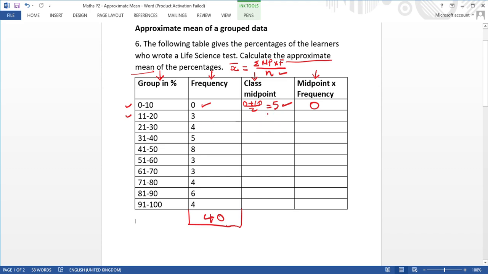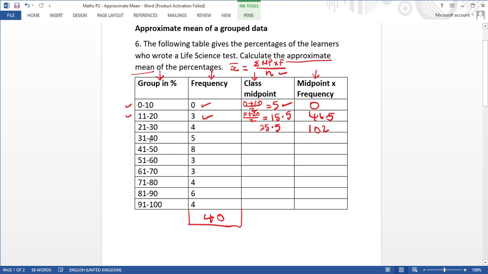Let's calculate the midpoint for the second line using the interval 11 to 20. You get the average between 11 and 20, which is 15.5. Then you multiply 15.5 by 3 and populate the right-hand column, which gives 46.5. The pattern goes on: the midpoint for 21 to 30 is 25.5, and 25.5 times 4 gives us 102.